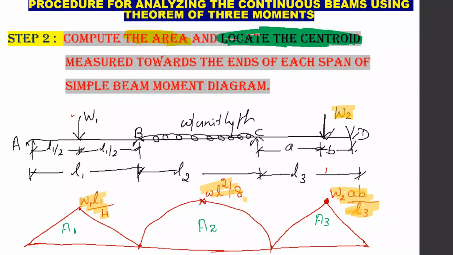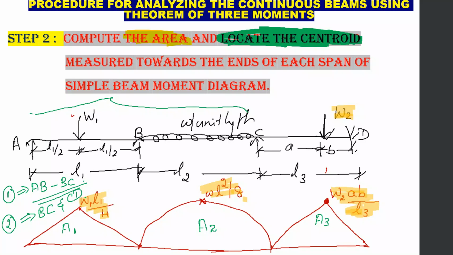Now you should be careful, because Clapeyron's theorem of three moments will be applied for adjacent beams. Adjacent beams means the first set of equations is derived for the beams AB, BC. So in the first case you will take AB, BC and apply the theorem of three moments. In the second case you will take BC and CD. So these two spans will be taken together.